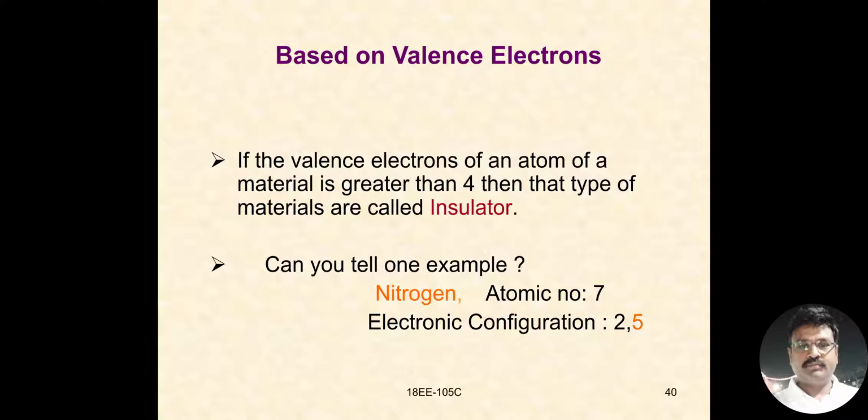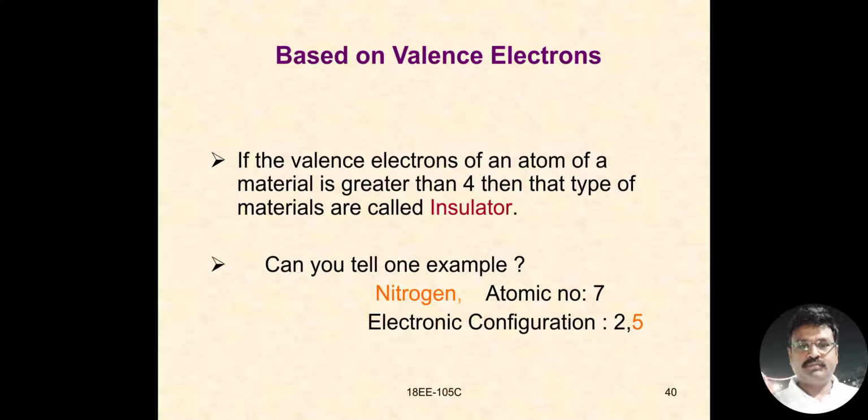Now let us see what is insulator. If the valence electrons of an atom of a material is greater than 4, then the type of materials are called insulator. Less than 4, it is called conductor. If it is greater than 4, it is called insulator.